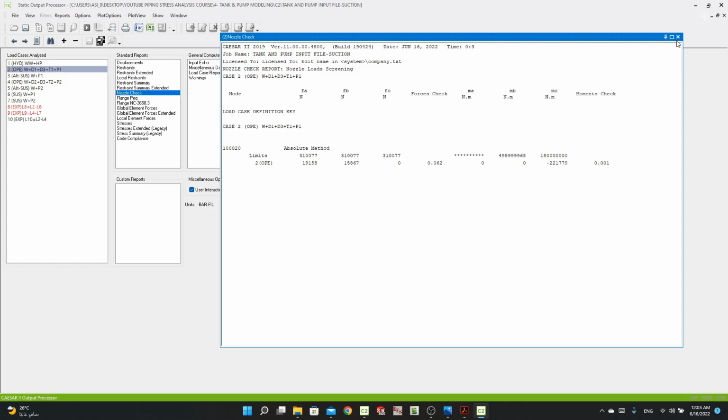This is how we make the calculation for the API 630 for the large storage tank.